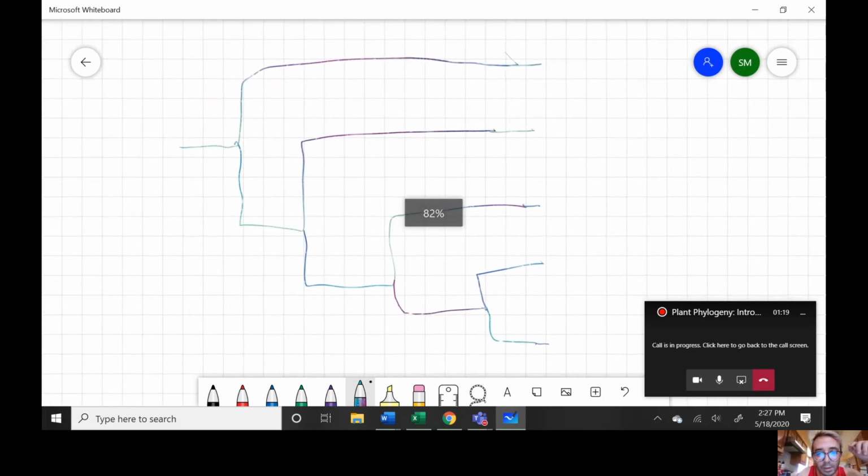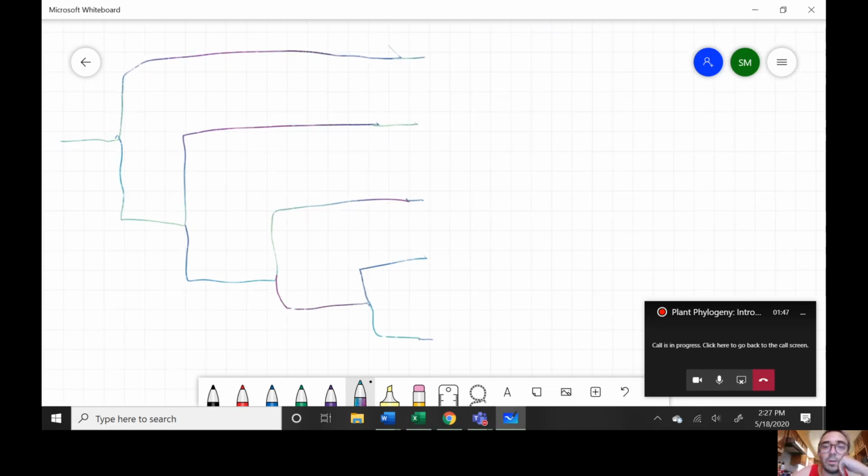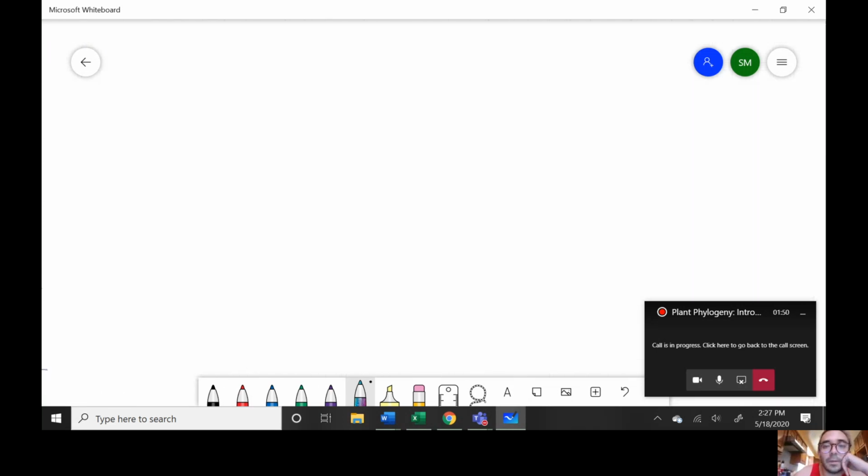So here I kind of drew a little phylogenetic tree. Very beautiful. Because I'm an artist, obviously. But today we're going to talk about plant phylogeny, specifically land plants, and what makes them unique in each kind of phyla. And when we talk at the introductory level of plant phylogeny, we really talk about the four main groups.